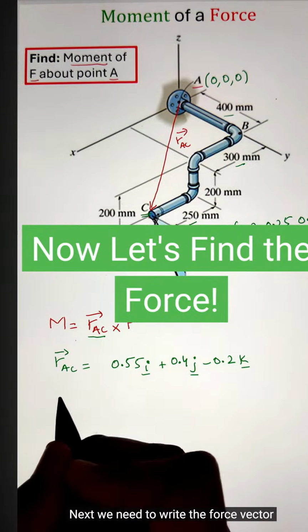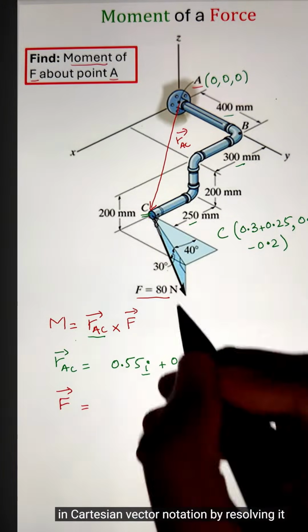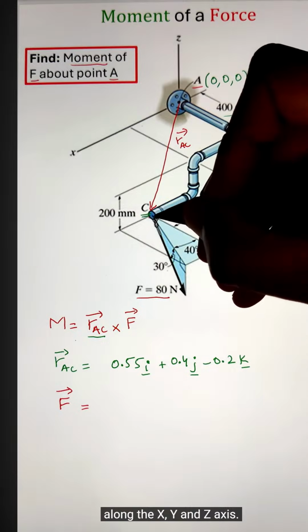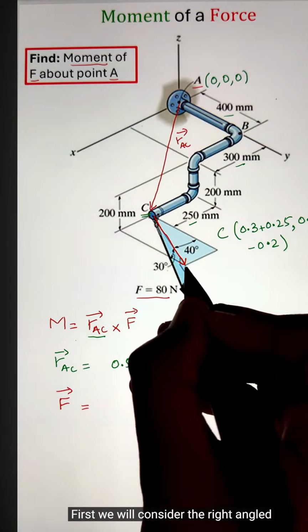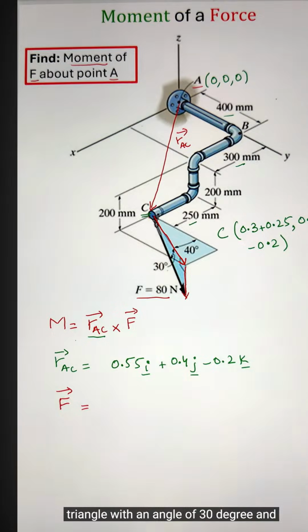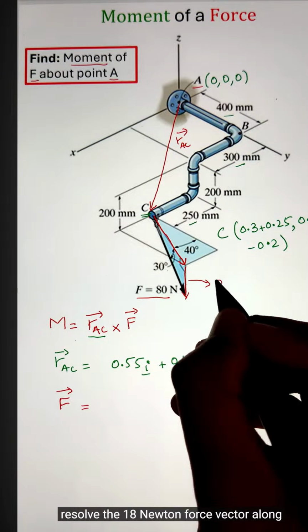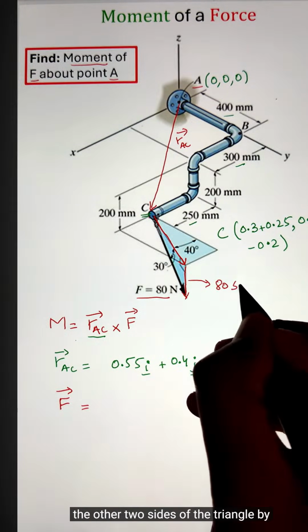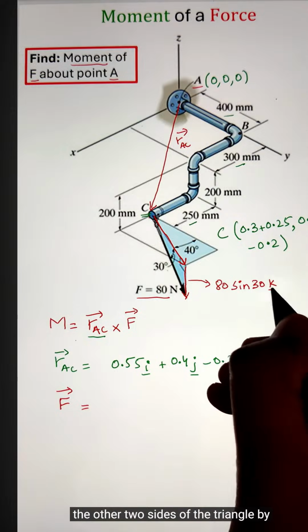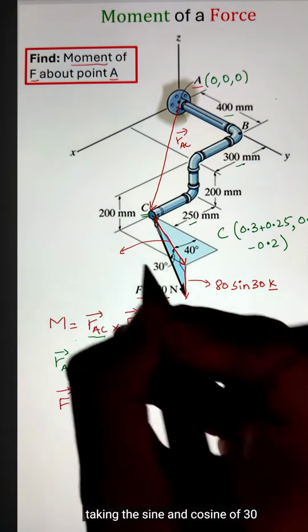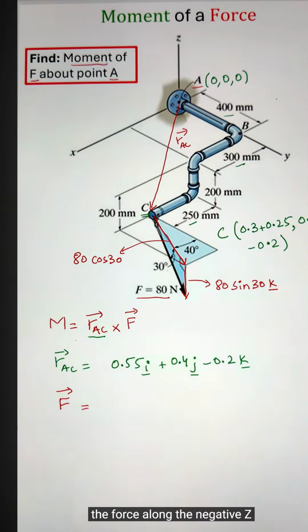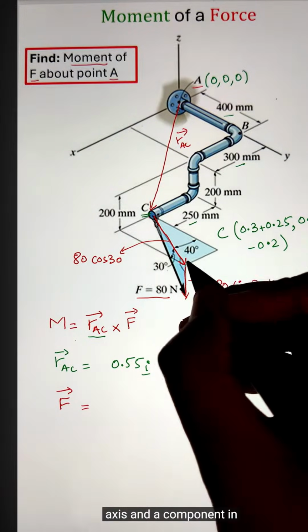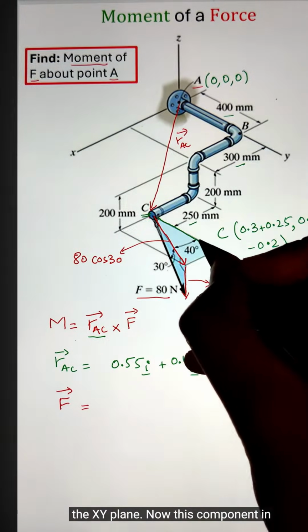Next, we need to write the force vector in Cartesian vector notation by resolving it along the x, y, and z axes. First, we will consider the right angle triangle with an angle of 30 degrees and resolve the 80 Newton force vector along the other two sides of the triangle by taking the sine and cosine of 30 degrees. This gives us a component of the force along the negative z-axis and a component in the xy plane.